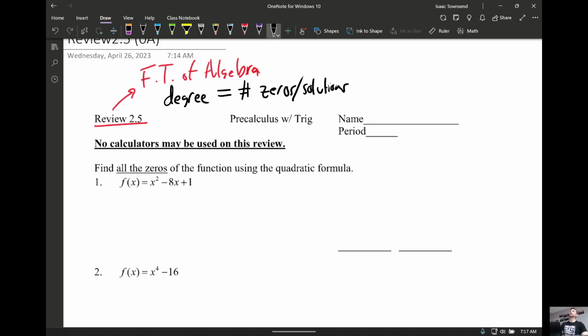So quadratic has two solutions, or two zeros. Third degree would have 3 zeros. 10th degree would have 10 zeros. Now, some of those zeros might be real numbers, some of them might be imaginary numbers, but in total, whatever the degree of the polynomial is, tells us the number of solutions or zeros that it has.